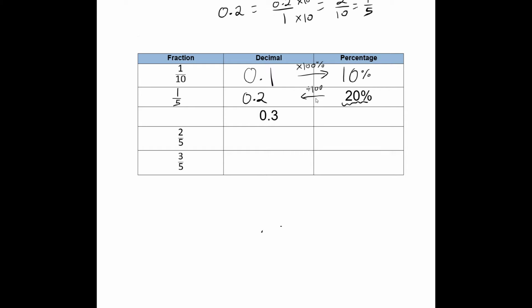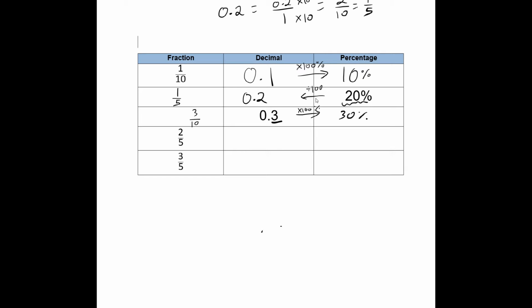We have 0.3. To change that to a percentage, we multiply by 100%. This gives us 30%. You can type in 0.3 onto a modern calculator to get it as a fraction. Alternatively, you could just think, well, there's nothing in the units column. I have 3 in the tenths column, so by definition, this is 3/10.